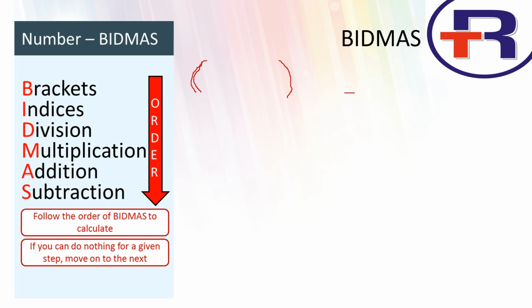Indices is a small number, often a 2, sometimes a 3, that is in the top right hand next to a larger number. What that indices means is that you take the large number, in this case the 3, and you multiply it by itself. 3 times 3, which equals 9. Don't multiply it by 2.